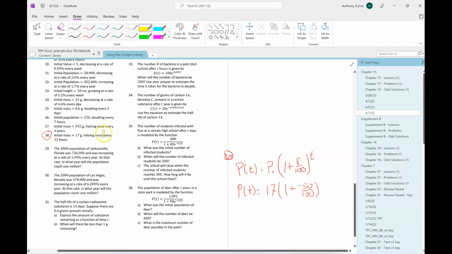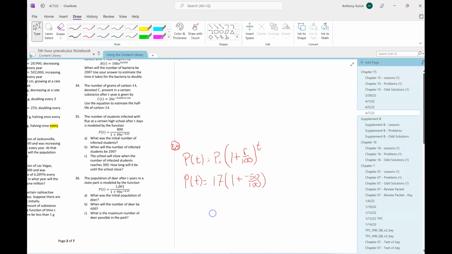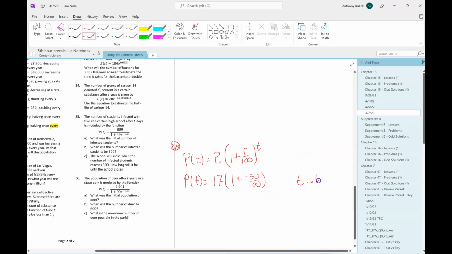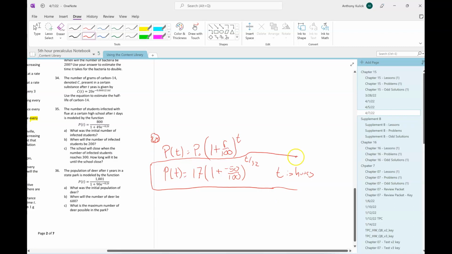And the half-life is happening every 32 hours. So let's make our t in hours. So how many half-lives occur in 1 hour? 1 over 32, right? 1/32 of a half-life. So I'll write here t over 32. And then I'm all done. Does that feel cool, Claire?